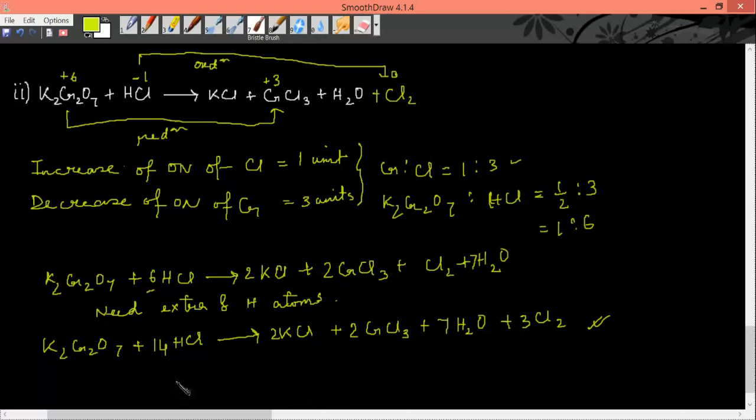This is enough for today. Just go through this method and try to solve more problems. Otherwise, it will not work. In my next video, I will tell about the ion electron method to solve the problems, to balance the chemical reaction.